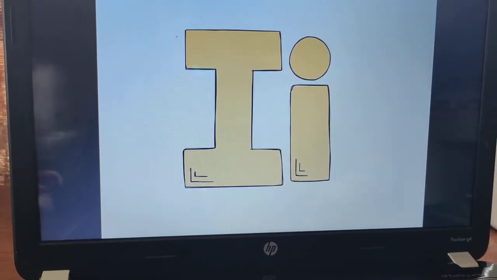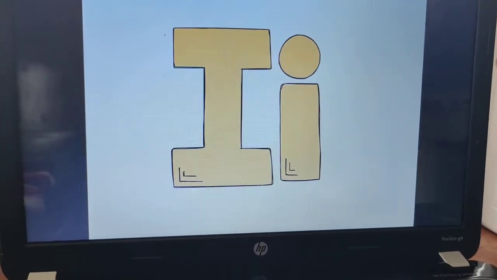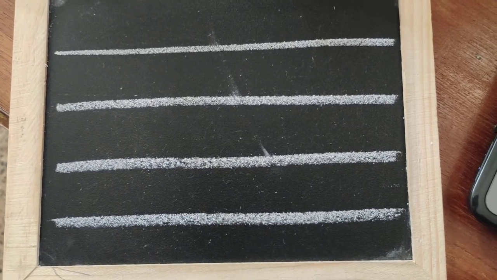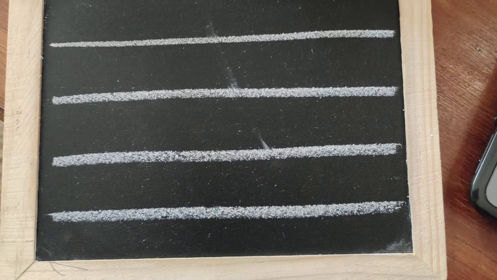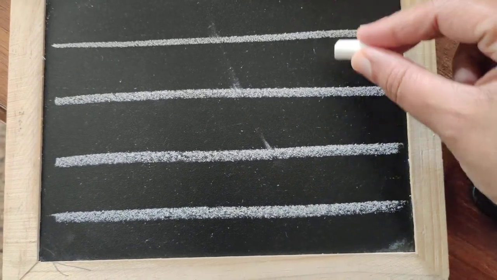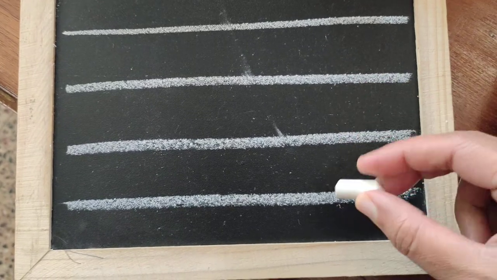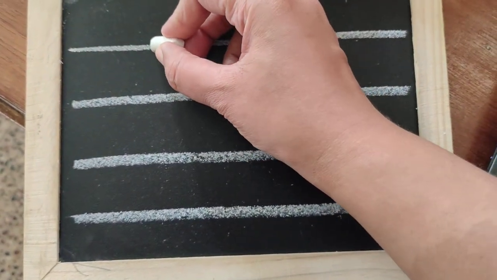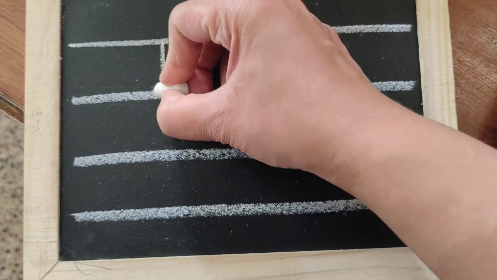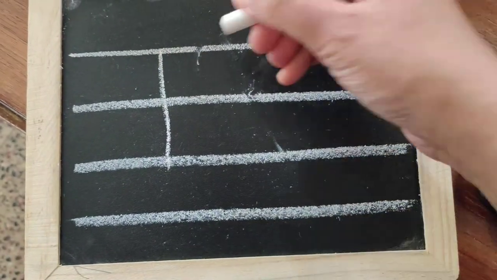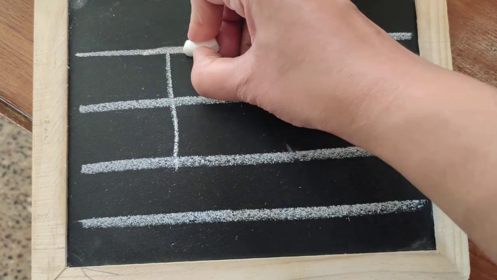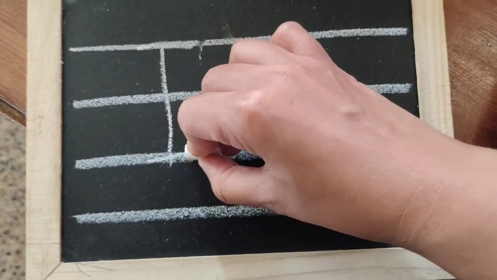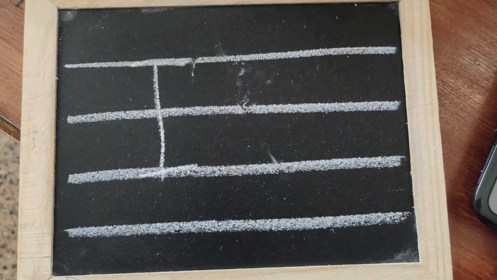Now let us see how to write capital I and small letter I. So now I'm going to teach you how to write capital letter I and small letter I. So as usual, we have four lines, 1, 2, 3, and 4. And how do you write capital I? It's very easy. You start with a standing line from the first line to the third line. Okay. And you put two sleeping lines at the top and at the bottom. And that is capital I.